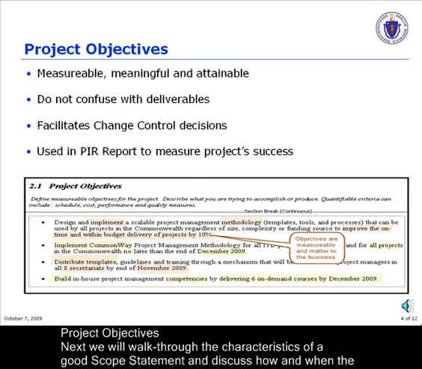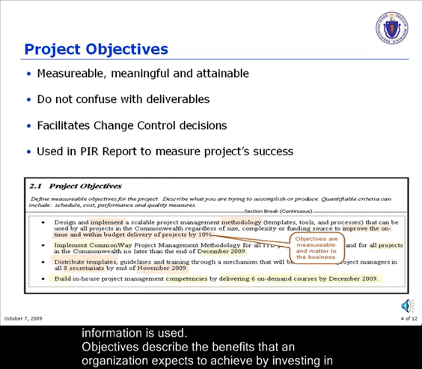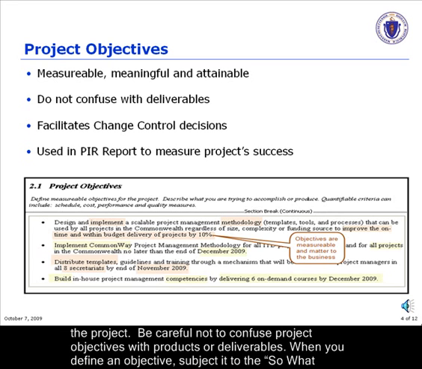Project objectives. Next, we will walk through the characteristics of a good scope statement and discuss how and when the information is used. Objectives describe the benefits that an organization expects to achieve by investing in the project. Be careful not to confuse project objectives with products or deliverables. When you define an objective, subject it to the so what test.